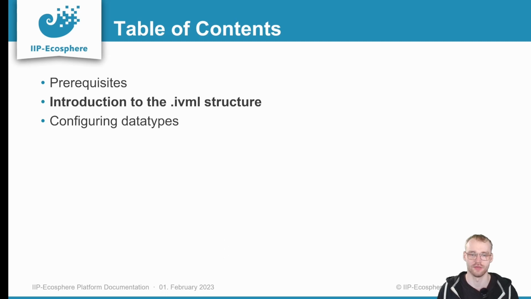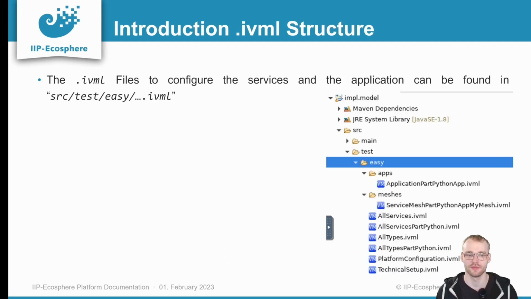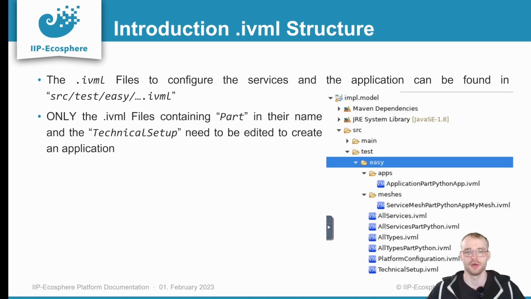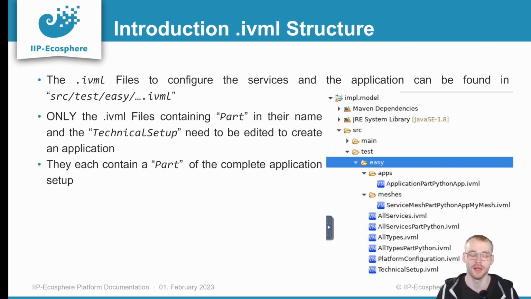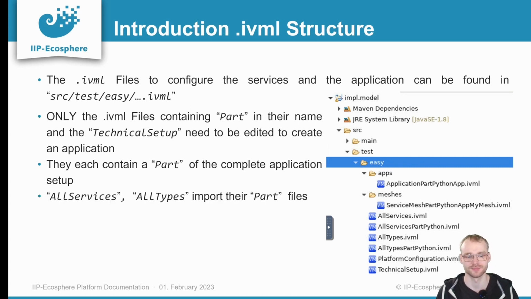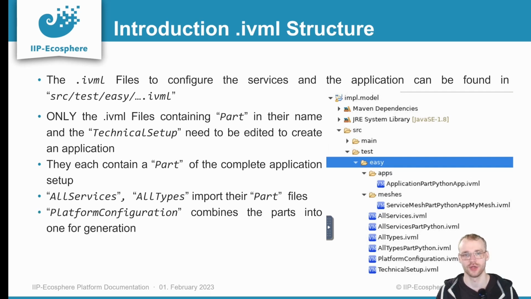So, introducing the ivml structure. The ivml files can be found in the source test easy part of your impl model. Only the ivml files containing part and the name are needed, as well as technical setup. Potentially this deals with things like the AAS server and the transport protocols that are used. This does not need to be edited, especially if you're just following this for these first steps, and is a bit more advanced. Each of them contain part of the complete definition of an application. All services and all types just import their part files, and platform configuration combines all of these files together at one point, because this is what will actually be executed to generate the code.